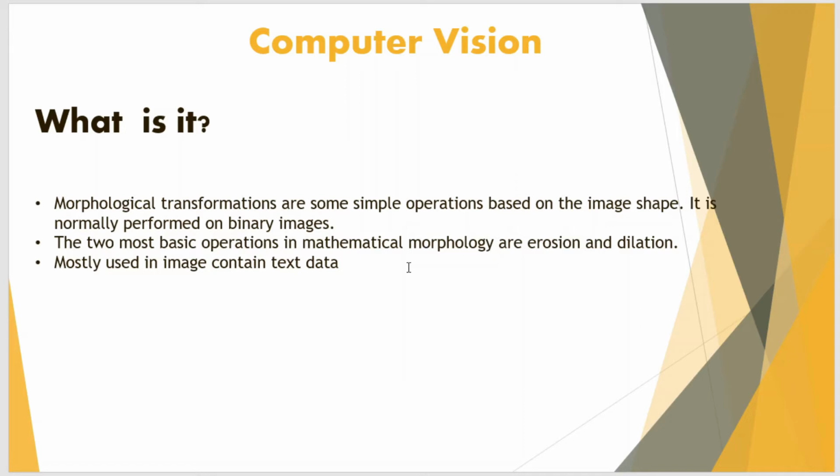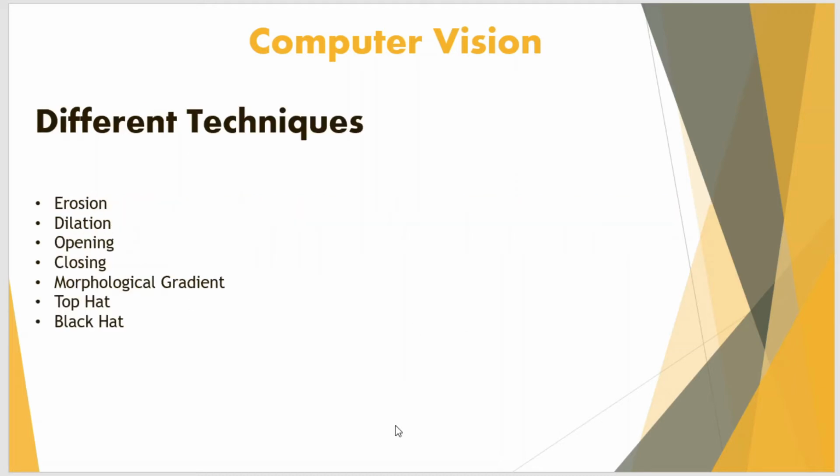The number of pixels added or removed from the object in an image depends upon the size and shape of the structuring element, that is the kernel. So the size of the kernel decides how many pixels should be added or removed from our image. These are the techniques we are going to talk about. We are going to see the practical application in Python of dilation, erosion, opening, closing, and gradient. So let's jump to the Jupyter notebook and see the practical application of these techniques.